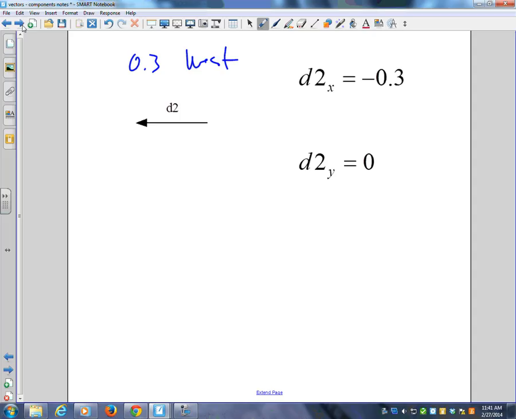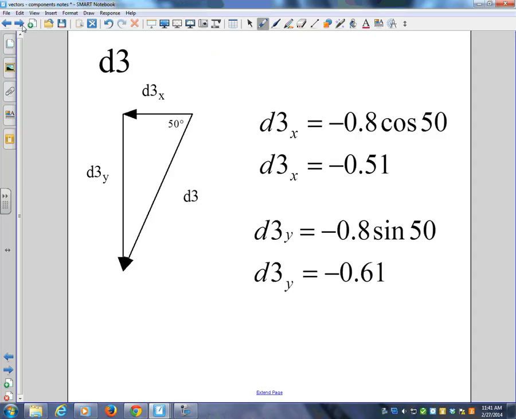Okay, so let's do the third one. The third one is 0.8 at west 50 south, like that. The x is adjacent, so it's going to be 0.8 cos 50, and because it's to the left, it's negative 0.51. And the y is down, it's 0.8 sine 50, sine because it's opposite, minus 0.61. Down is negative.